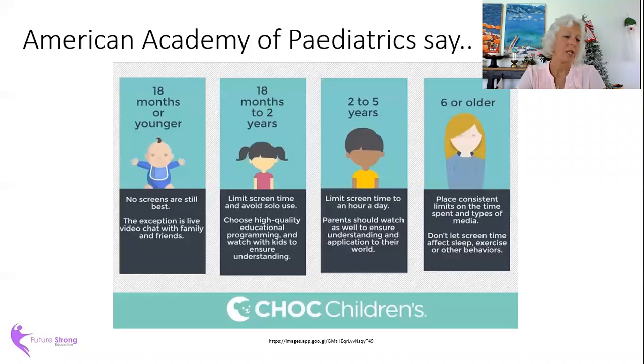So we say, this is just another way of looking at that information: 18 months or younger, no screens, a little bit when they're older, a little bit more limited screen time when they're 2 to 5. And if they're 6 and older, it's time limits, consistent time limits, so that it's not just open slather. There's boundaries and there's structure, because that's how children feel secure and they feel safe.